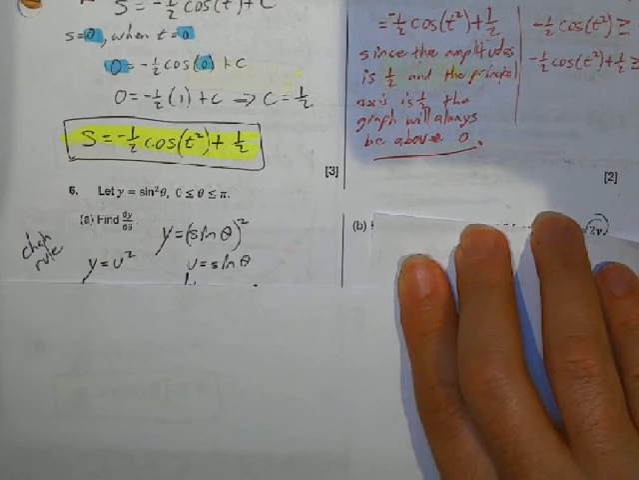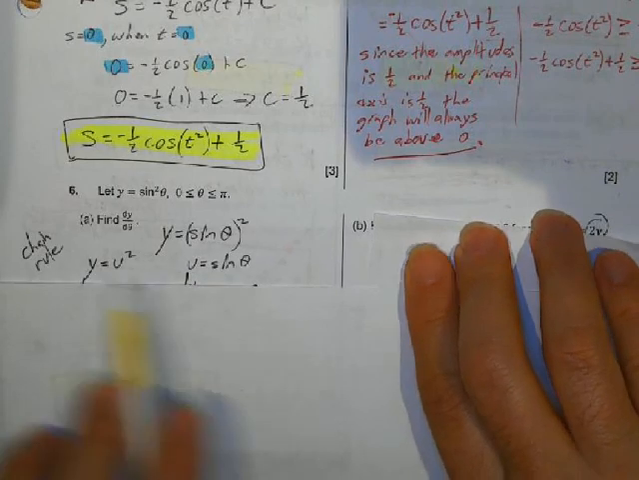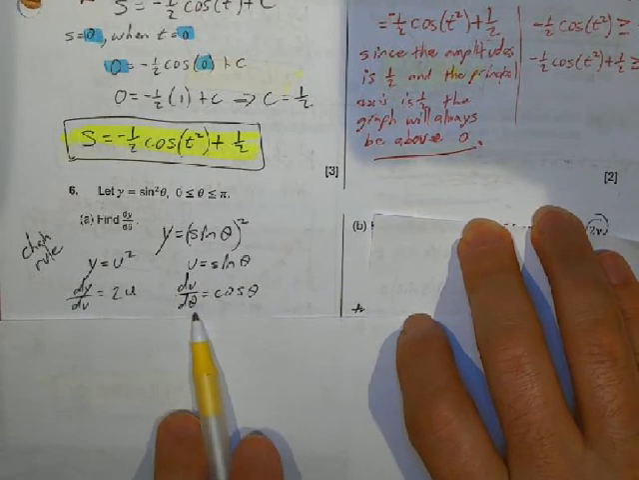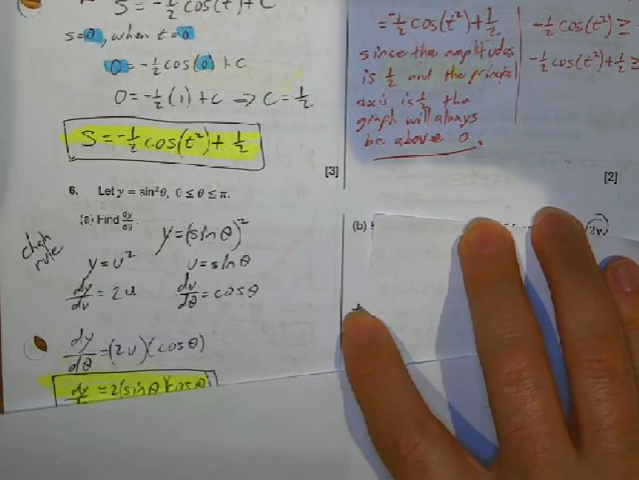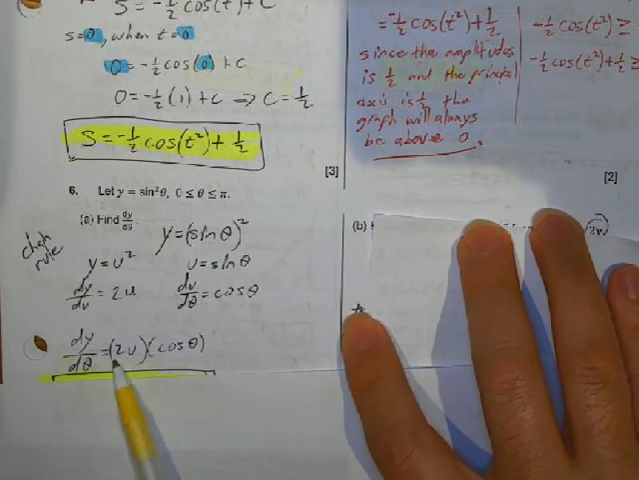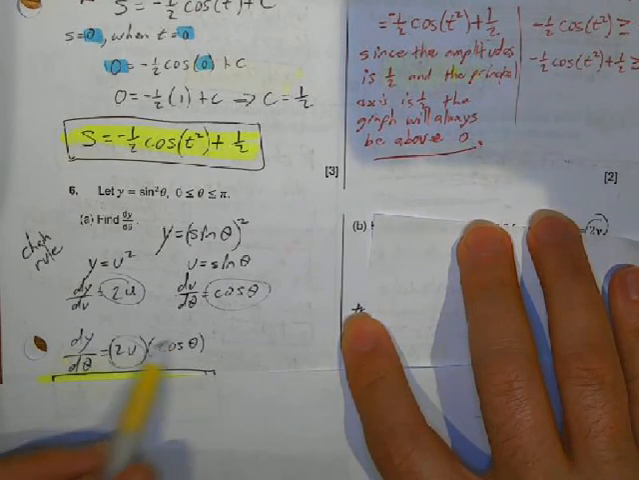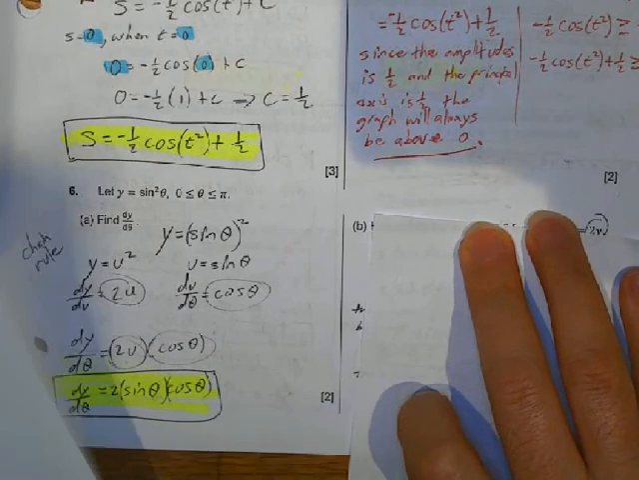Okay, so y equals u squared, u equals sine theta. So dy/du is 2u, du/d theta is cosine theta. So now I've got 2u times cosine theta, and then I replace u with sine theta. Okay? Next.